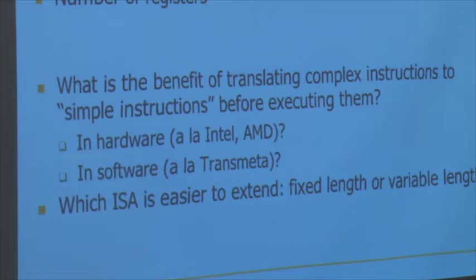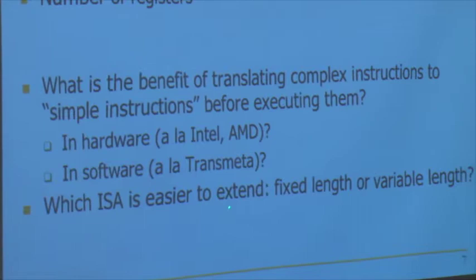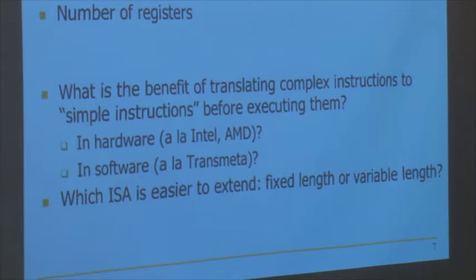Okay? Another question, which ISA is easier to extend? The answer to this is actually in the last lecture, fixed length versus variable length. I'll give you the answer, it's variable length, right? Fixed length is hard to extend. Once you run out of opcodes, you're done. But with variable length, you can keep adding more bytes to an instruction, which is what was happening with x86. Does anybody know what's the longest instruction you can have in x86 today?